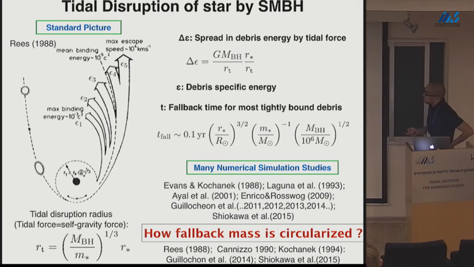And after disruption, about half of the stellar debris is unbound and goes away from the black hole because of the positive energy given by the tidal disruption. And the remaining half falls back to the black hole. And this is the typical fallback time scale.